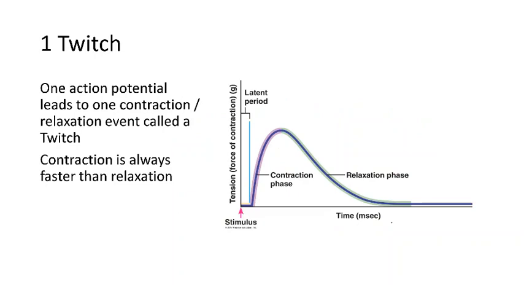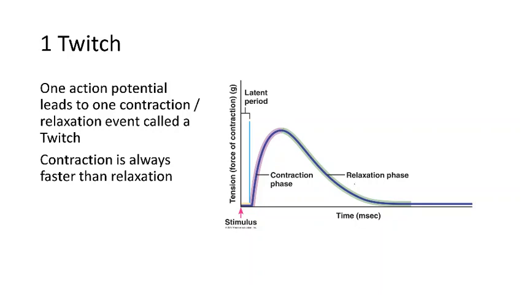So what do we have here? We have one twitch. One twitch is one contraction, one relaxation. And the best example of a single twitch is blinking your eyes. Your eyes blink, that's one contraction, relaxation. Most muscle actions are more than one twitch. It takes more, but we see that the contraction phase is always faster than relaxation.